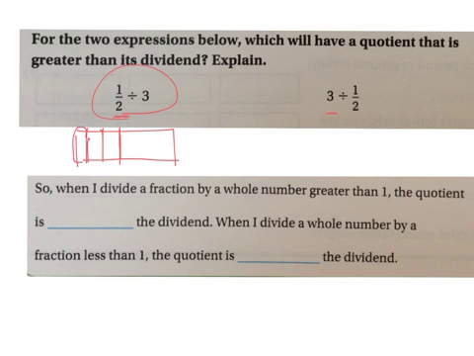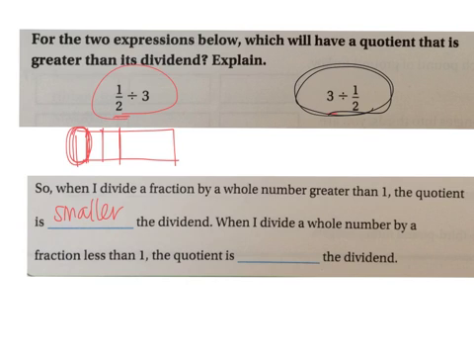Is each of these pieces going to be bigger or smaller than 1/2? Go ahead. Smaller. So when I divide a fraction by a whole number greater than 1, the quotient is smaller than the dividend. Okay, we didn't even need to actually do any calculations to find that out. Now, Colin, if I have 3 and I wanted to find out how many half-size pieces fit in there, would the quotient be greater or smaller than the dividend?